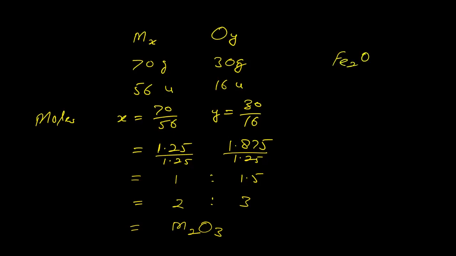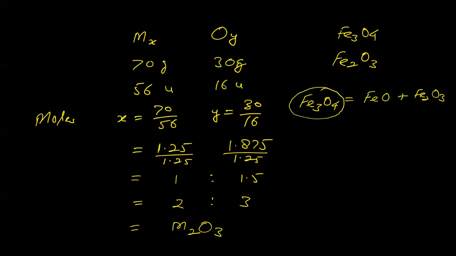Iron oxide does exist as Fe2O3, as Fe3O4. And Fe3O4, again, we will talk about in the redox chapter, is a combination of FeO and Fe2O3. When you combine these two, you get Fe3O4. So there is no such compound as Fe3O4. It is actually a mixture of FeO and Fe2O3.